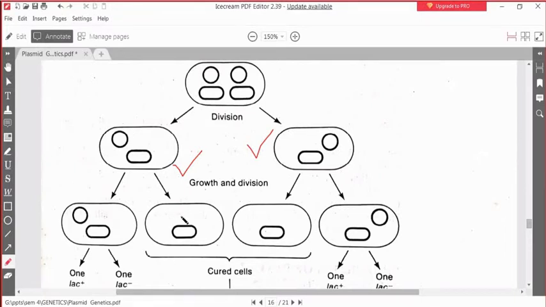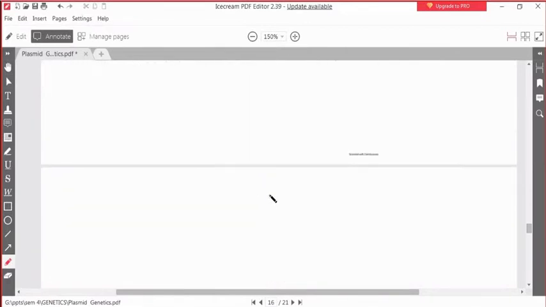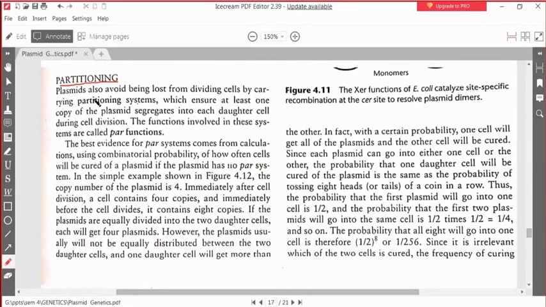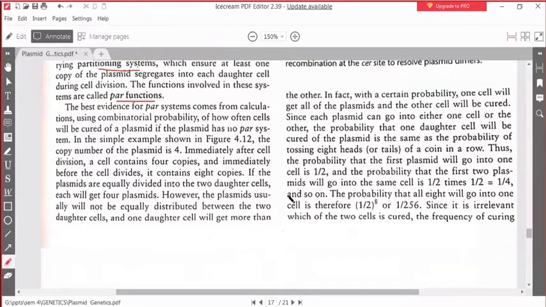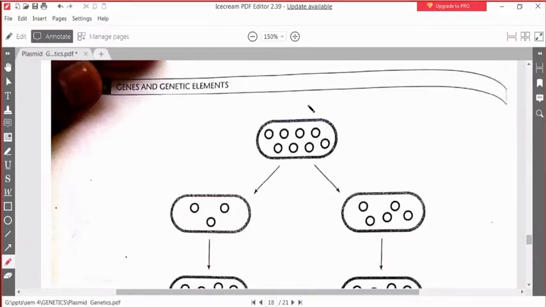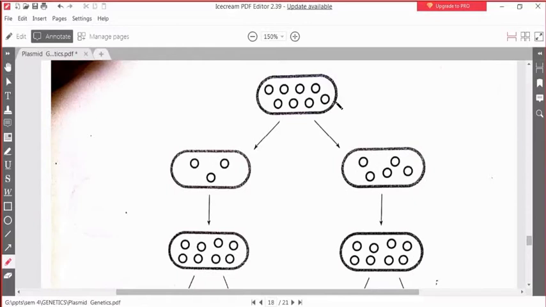This phenomenon can be avoided by the plasmid itself, and this is called plasmid partitioning. Plasmid partitioning means the plasmid avoids being lost from a dividing cell by carrying a partitioning system. By the help of the partitioning system, or PAR function, the plasmid is avoiding being lost from a cell.